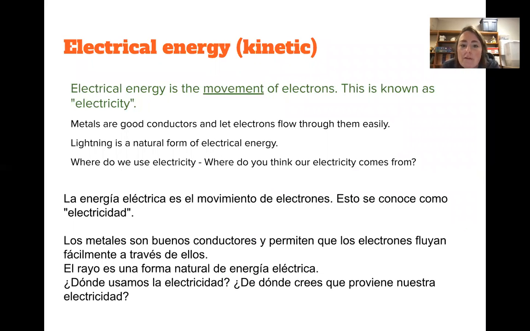Electrical energy is the movement of electrons. So there's your definition for electrical. That's the very last one in your table. Electrical energy is the movement of electrons. So the flow of electrons is electricity. When there's a current of electrons, that is electricity. Metals can conduct electricity and heat well, but things like air do not do such a great job at conducting electricity. Everybody good on that one?